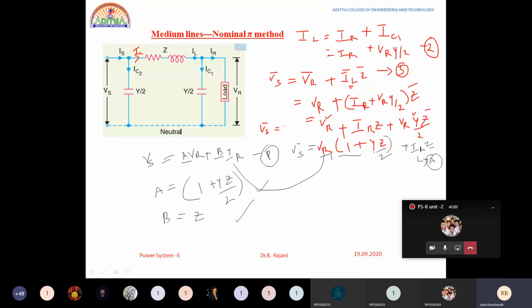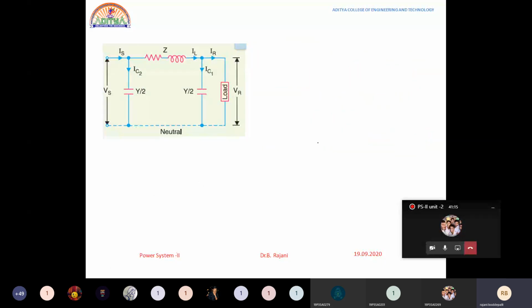Now let us go for the other one, which is nothing but the CD parameters. In order to find the CD parameters, we will go for the current equation. What is Is? Is is equals to IL plus Vs into Y by 2, that we have derived in the last slide. Is is equals to IC2 plus IL, right? This IC2 I have written as Vs into Y by 2.